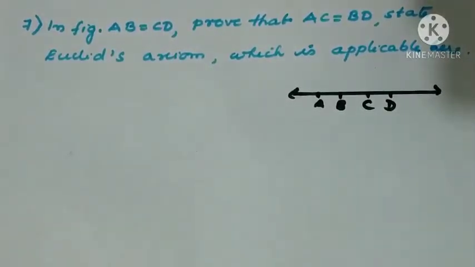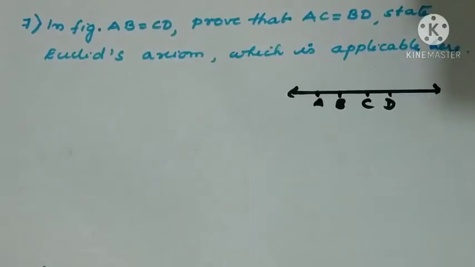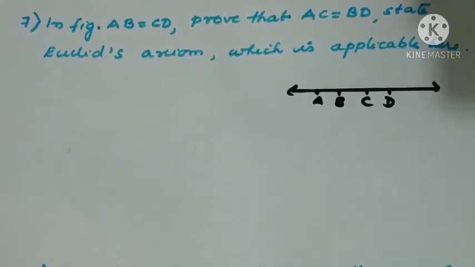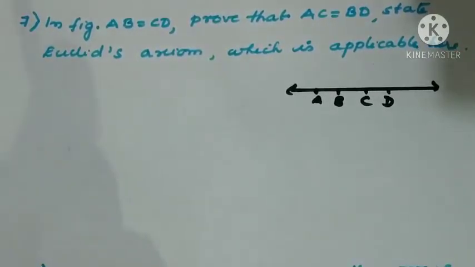In the given figure, AB equal to CD, prove that AC equal to BD. State the Euclid axiom which is applicable here. Actually the chapter is deleted for the current academic year, but we can learn this question. It is easy only. Moreover, I am solving the board papers, so the question is there, so I cannot eliminate that question. AB equal to CD, prove that AC equal to BD only.